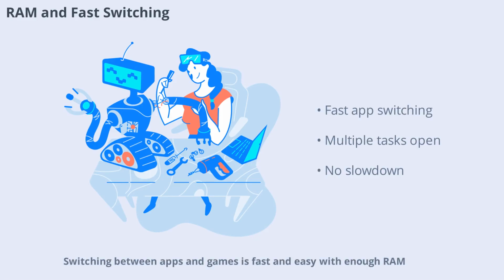Switching between apps and games is fast and easy with enough RAM. Your device can keep multiple tasks open and ready so you don't have to wait for things to reload. This is especially useful for gamers who want to jump between games, chats, and web browsing without any slowdown.